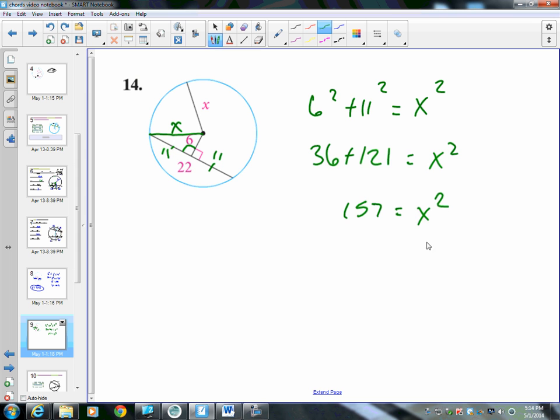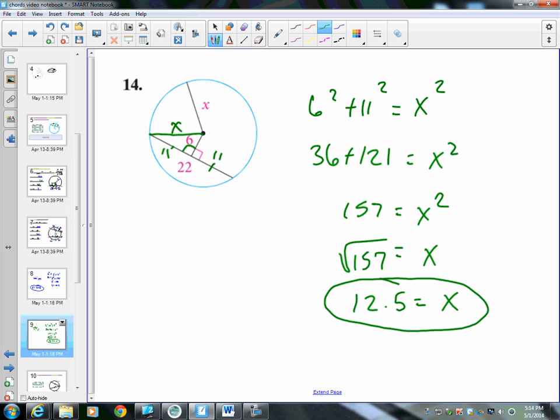To get rid of your squared, I'm actually going to write it down this time. Take the square root of 157. So the square root of 157 gives us 12.5 if you round to the tenths place. So that would be our x. And that would be our radius of this circle.